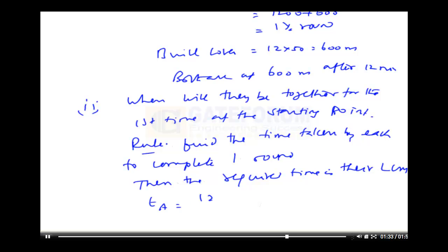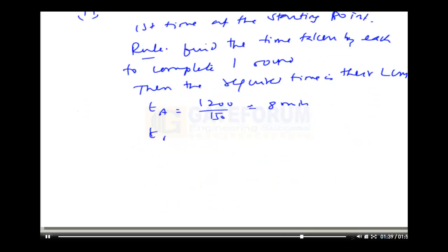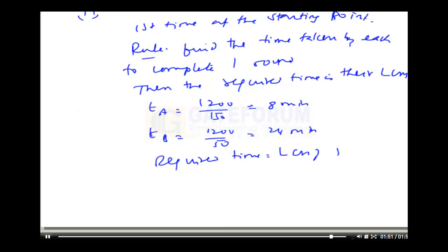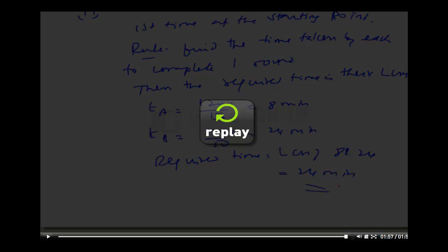Time taken by A is 1200 at 150, it will take 8 minutes. Time taken by B, 1200 at 50, he will take 24 minutes. So, the required time is equal to LCM of 8 and 24. It is 24 minutes.